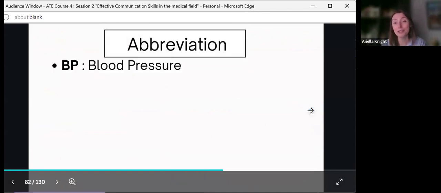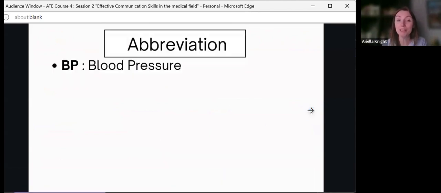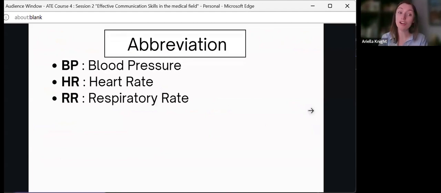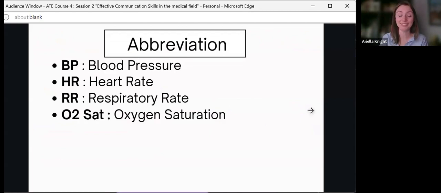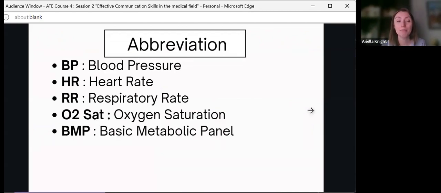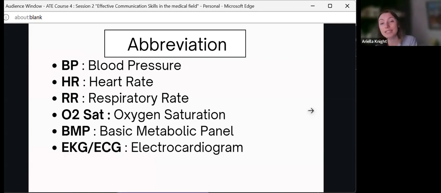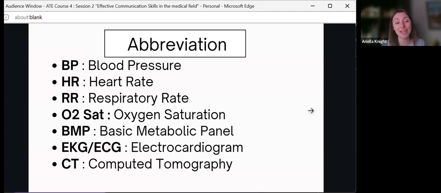All right, we're gonna do some abbreviations. We have BP for blood pressure, HR for heart rate, RR for respiratory rate, O2 sat for oxygen saturation, BMP, basic metabolic panel, EKG or ECG. I usually hear, when I watch medical shows, EKG. CT, this is also from last week when someone asked, what does CT stand for in the big machine where you get your scans? Well, we have it here, computed tomography.